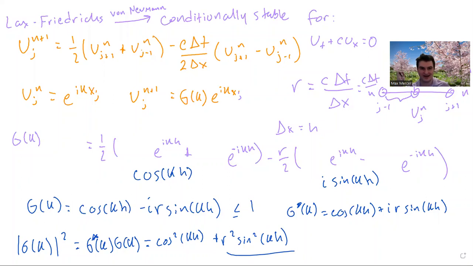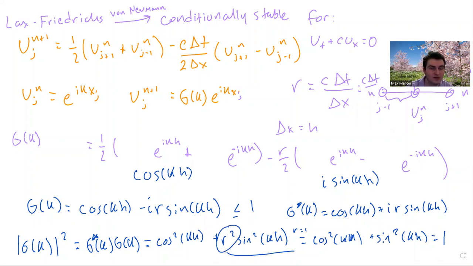So the largest bound we can get is when r squared is 1, because you'll notice when r squared is 1, we have cosine squared of kh plus sine squared of kh. And this is equal to 1 exactly, which is the most our growth factor can be. If we multiply by an r which is smaller than that, we'll have a smaller number than 1, so it will also be stable. So the Lax-Friedrichs method for our cute little hyperbolic linear partial differential equation here, ut plus c ux is equal to 0, is conditionally stable when r is less than or equal to 1.